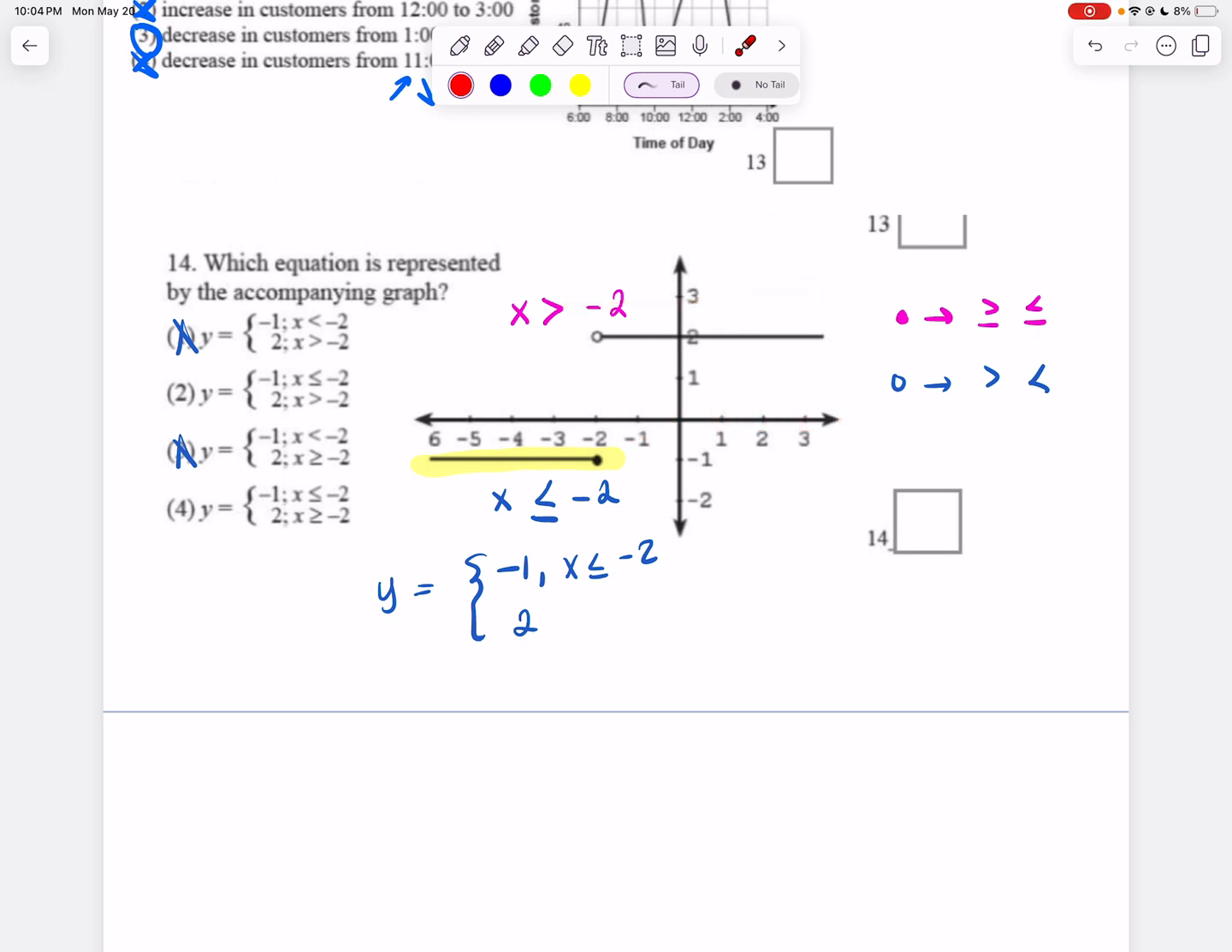Now, we have to figure out if it's an open circle or a closed circle. Well, there's an open circle at that -2, so it has to be my greater than sign. It can't be my greater than or equal to sign. So that is why it's going to be choice number 2 for this question. And then I put in my negative. Okay? So pay very close attention to your open circles and closed circles.